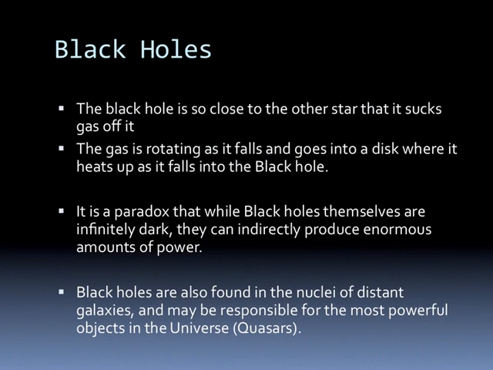So the black hole is so close to the other star, it sucks gas off it. The gas is rotating as it falls in and goes into a disk where it heats up as it falls into the black hole. It is a paradox that while black holes themselves are infinitely dark, they can indirectly produce an enormous amount of power. Black holes are also found in the nuclei of distant galaxies and may be responsible for the most powerful objects in the universe, quasars.